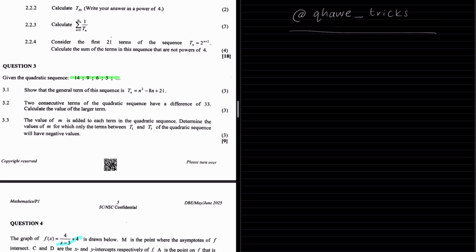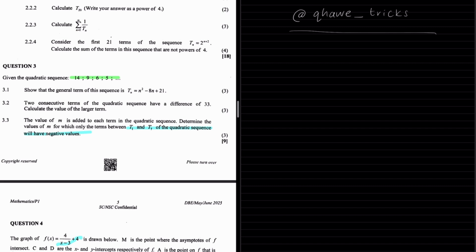Question 3.3 says the value of m is added to each term in the quadratic sequence. Determine the values of m for which only the terms between t1 and t7 of the quadratic sequence will have negative values. Now, it was my mistake that I didn't interpret that part of the statement correctly. So let's look at how we can solve this.